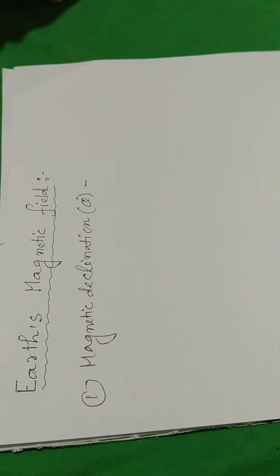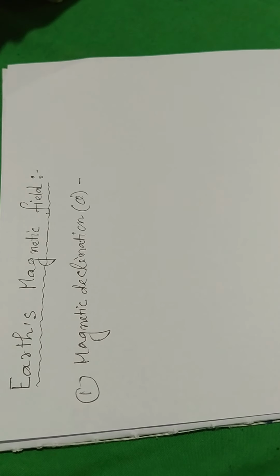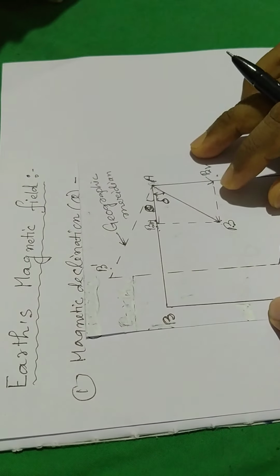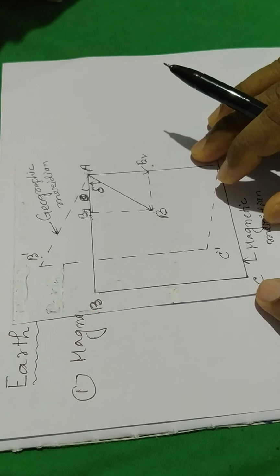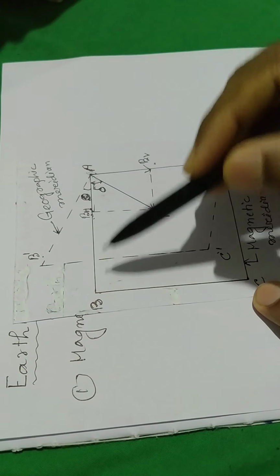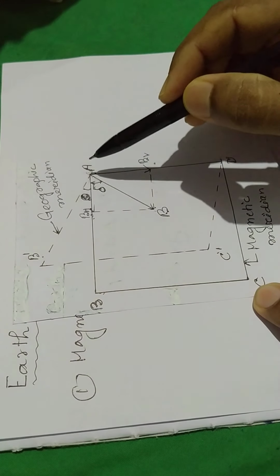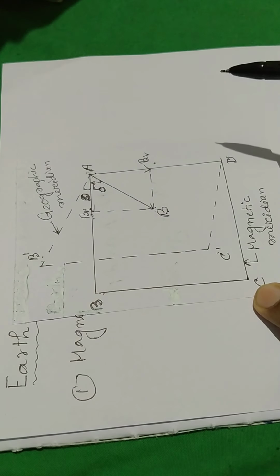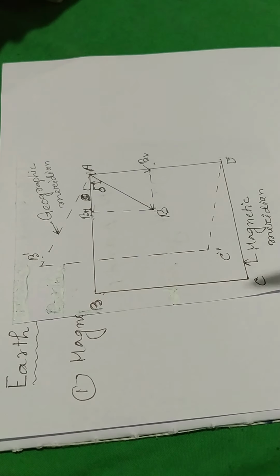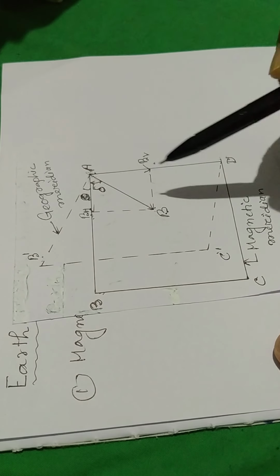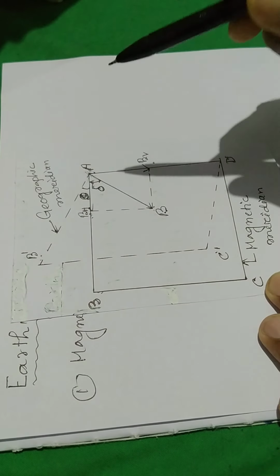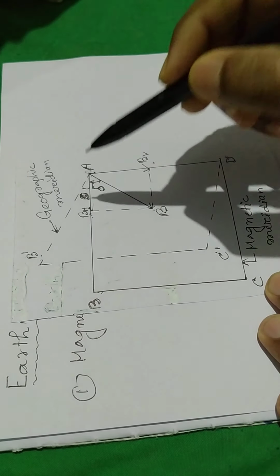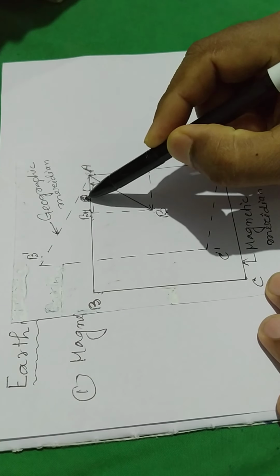Magnetic declination at a place is defined as the angle between the geographic meridian and the magnetic meridian. Now you see the diagram. Magnetic meridian ABCD and geographic meridian AB', C', D'. The angle between the magnetic meridian and the geographic meridian is called magnetic declination, which is denoted by theta.